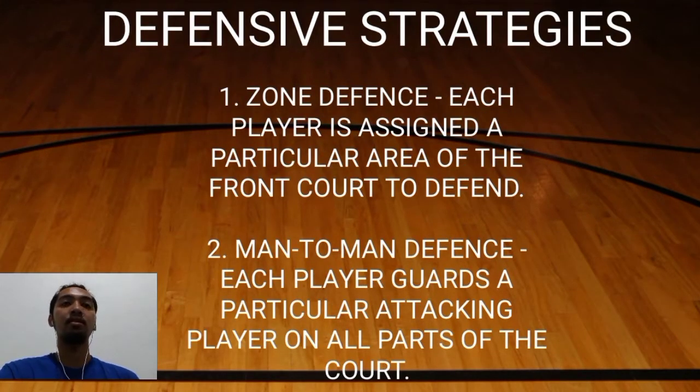Defensive strategies. There are two kinds of defensive strategies: zone defense and man-to-man defense. Zone defense is where each player is assigned a particular area of the front court to defend. The most common zone defenses are the 2-3 zone defense and the 1-2 zone defense. Number 2 is man-to-man defense. Each player guards a particular attacking player on all parts of the court. Man-to-man defense is usually used in pro leagues like the NBA.